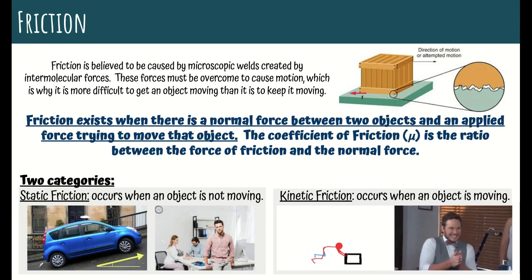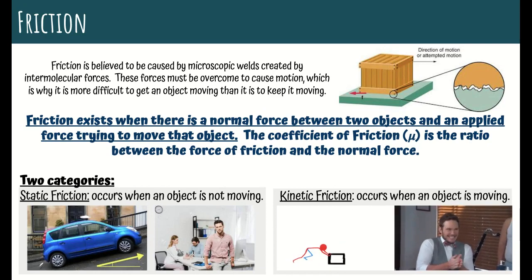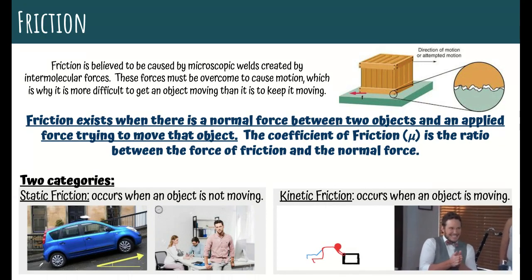So we're going to have our two different categories of friction. We have static friction, which is the force of friction when an object is not moving. That is always going to be greater than kinetic friction. So you saw that with the box. When it was sitting still, the amount of force required to get that box moving was greater than the amount of force that was required to keep it moving.